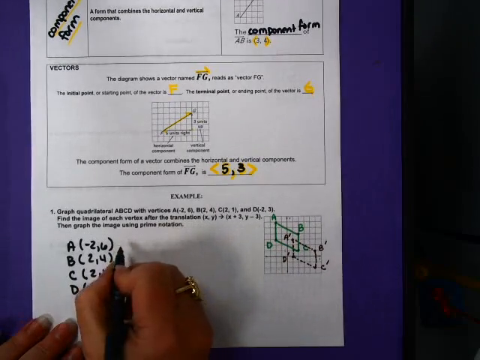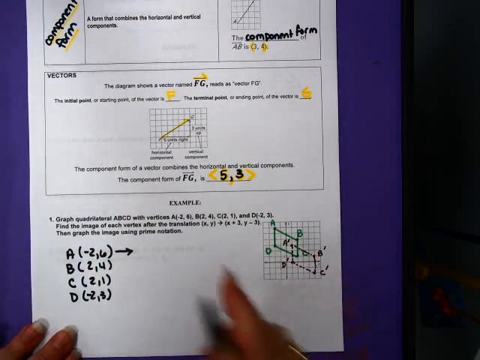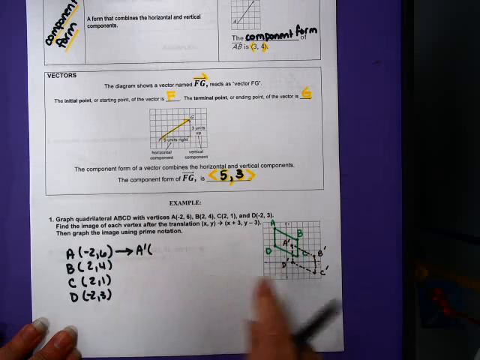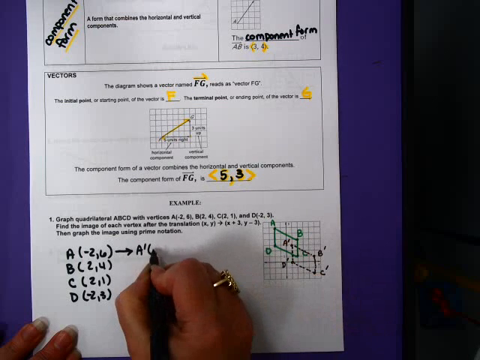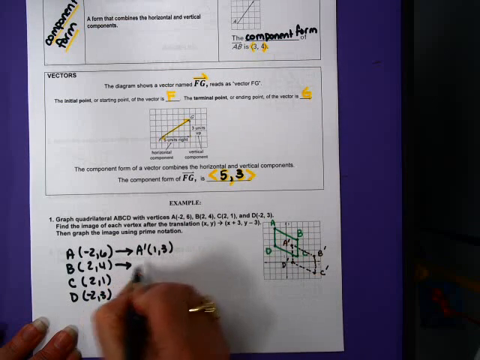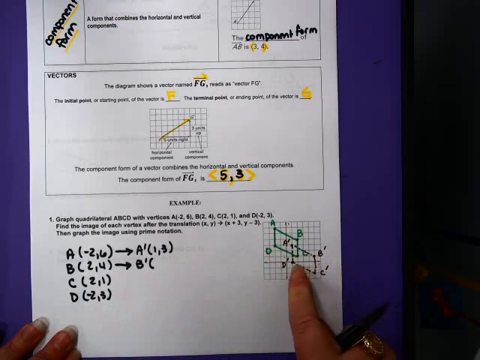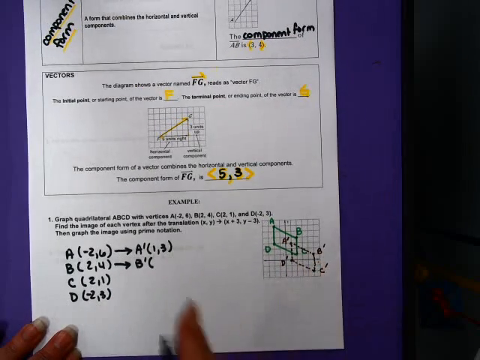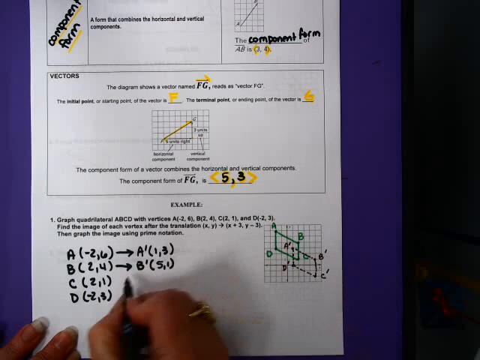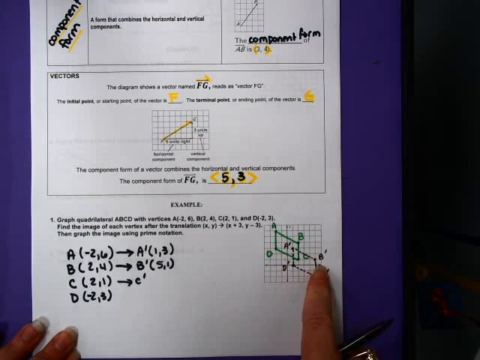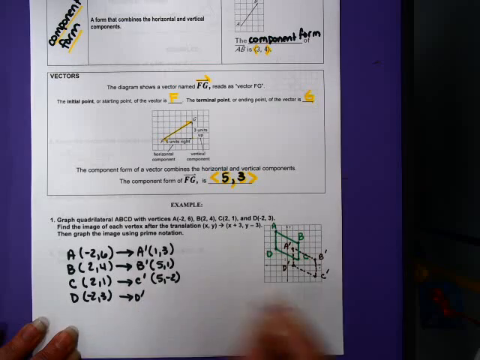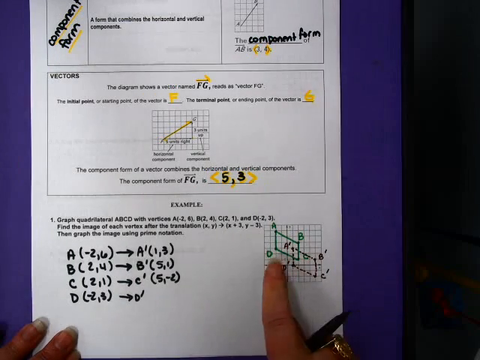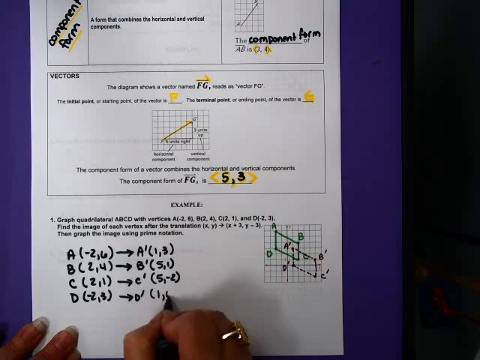Then we're going to transform it, so we use an arrow, and it changes into A prime. And then we list the new points for A prime. A prime is going to be at 1, 3. B prime is going to be at 5, 1. C prime is going to be at 5, -2. And D prime is going to be at 1, 0.